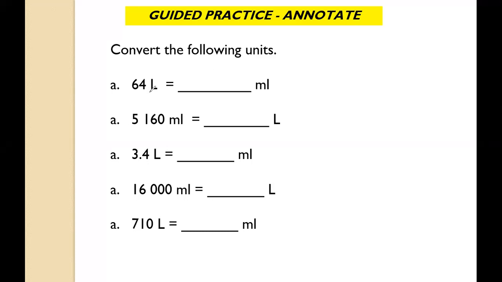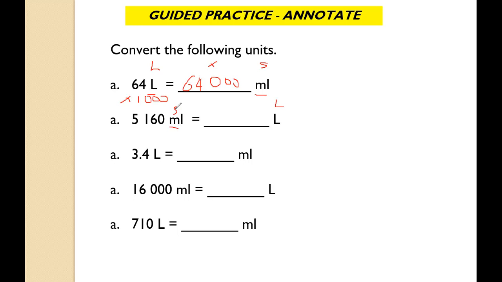64 liters, how many milliliters? So it is liters to milliliters. This is larger to smaller. So when we are converting larger to smaller, we need to multiply by 1,000. So 64 times 1,000 is 64,000 milliliters.